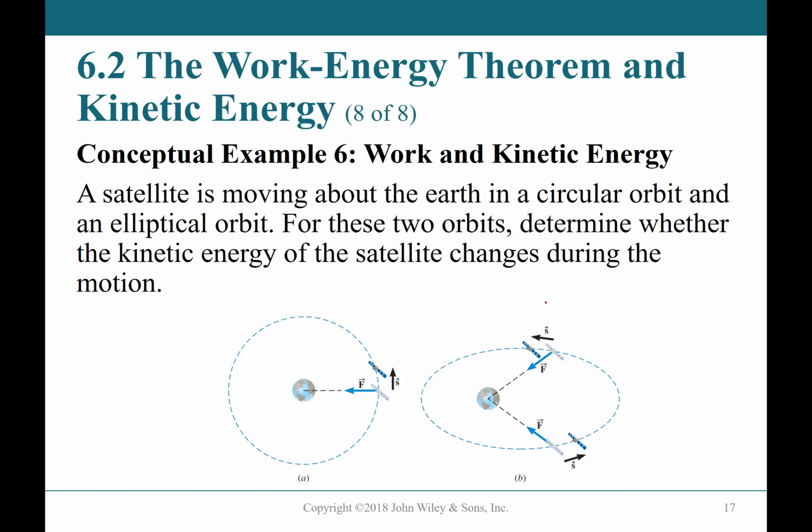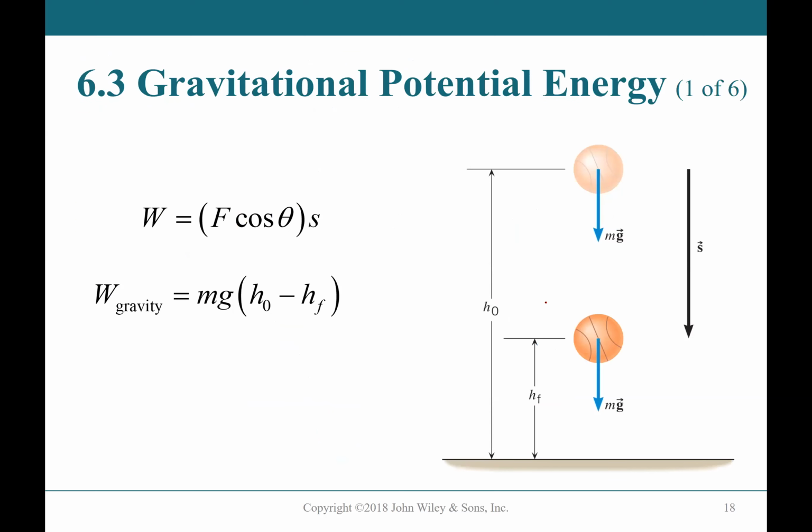I want to go now to the gravitational potential energy. So for gravitational potential energy, this is moving an object against the force of gravity. You know that gravity wants to pull it down. Anything that's released will fall straight down. So when we're working on it, we're lifting it up. We're doing work against gravity.